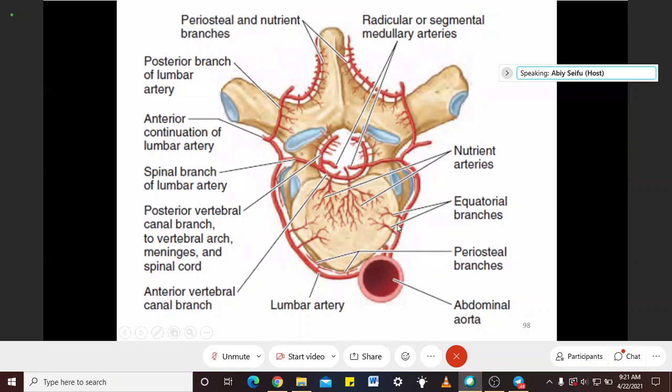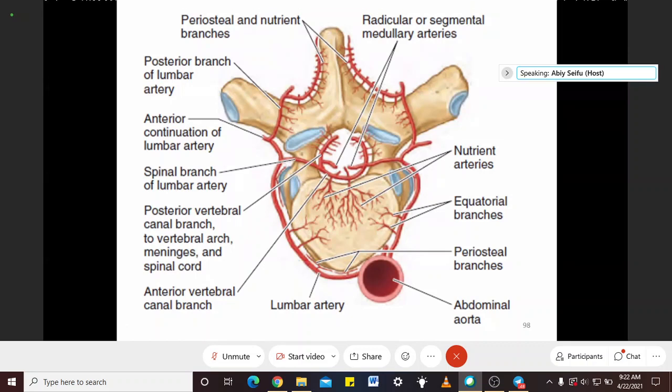Let's see the pattern, how they give blood vessels for the vertebrae. Look, this one is the right and left branches of the lumbar artery. This lumbar artery gives the equatorial branch as well as the spinal branch. The equatorial branch supplies the body, whereas the spinal branch enters the vertebral canal and anastomoses with the other branches of the spinal artery, and supplies the interior parts of the structures found within the vertebral canal.